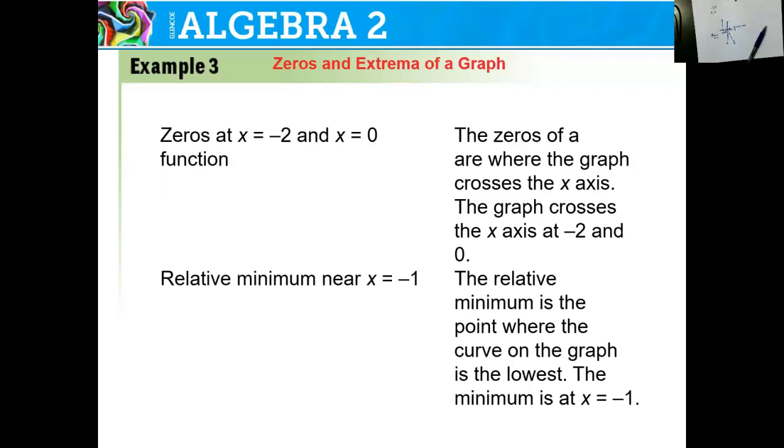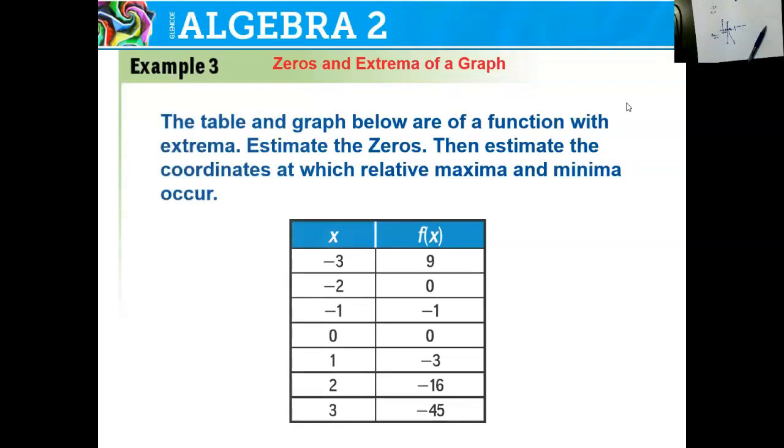Okay, the relative minimum near -1. The relative minimum is the point where the curve on the graph is the lowest. The minimum is at x equals -1. Once again, that comes straight from our table because -1 is less than 0.